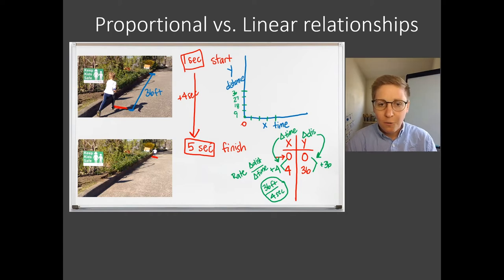So at 4 seconds, 36 feet was run. So we now have 2 points on our graph. We have 4, 36, and we have 0, 0. Now we can say, because he's running at a constant speed, that I can measure his distance anywhere along this time interval from 0 to 4, because he never changes his speed.